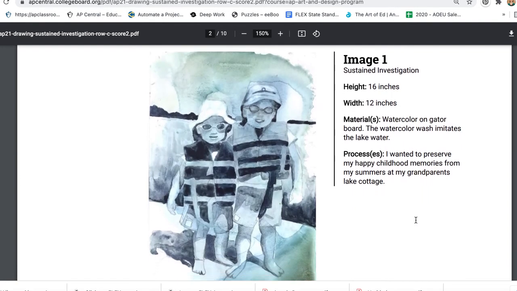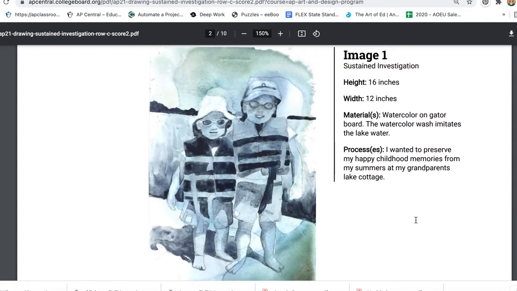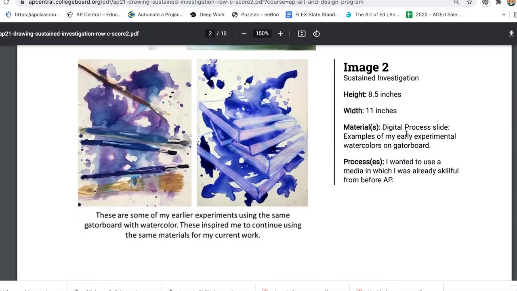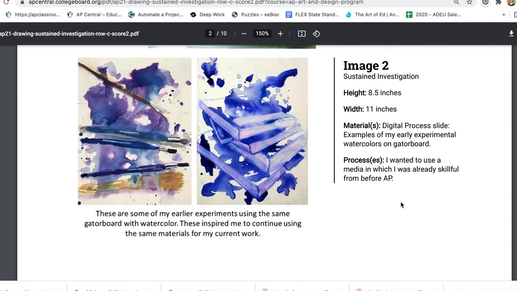Image 1. The process is, I wanted to preserve my happy childhood memories from my summers at my grandparents' lake cottage. They're also telling us that the watercolor wash is to imitate the lake water. Here we have a process image. Digital process slide, examples of my early experimental watercolors on Gator board.